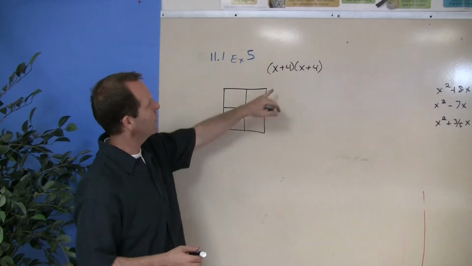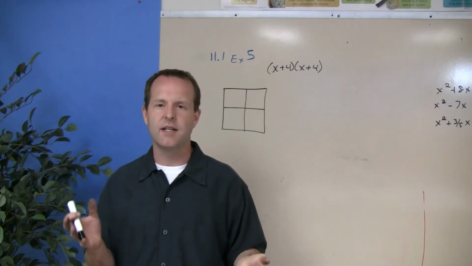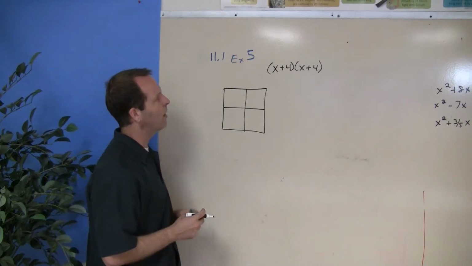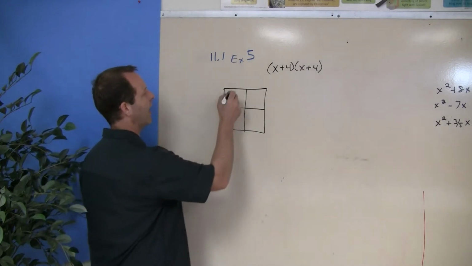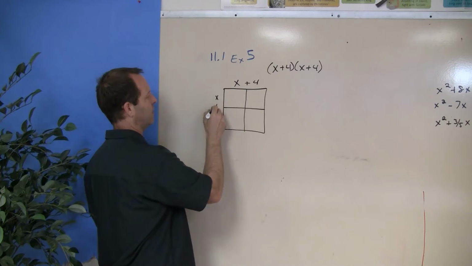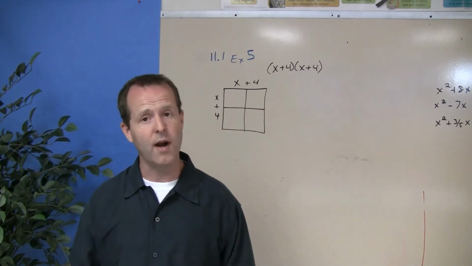Let's say, for example, that we had an x plus 4 times an x plus 4. Well, that's an object times another object. What I'm going to do is put that into a graphical or visual representation where I have an x plus 4, and I'm going to multiply it by an x plus 4, almost like I was trying to take the area of a square.